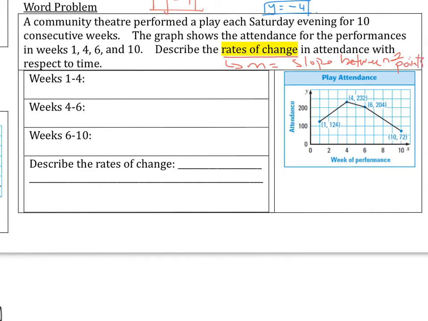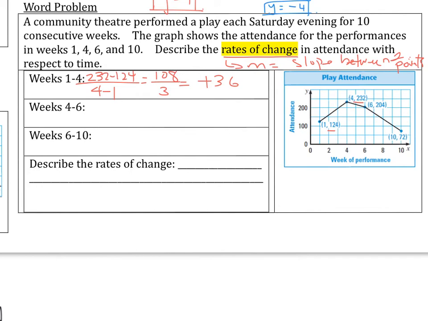Okay, so from weeks 1 through 4, you have 2, 3, 2 minus 1, 2, 4 over 4 minus 1. And that would give you 108 over 3. And you would end up with a slope of positive 36.